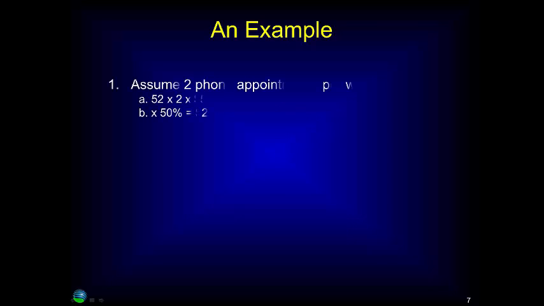So let's look at an example. Let's assume that you set up 2 phone appointments a week. There's 52 weeks in a year, times your 2 appointments, times your $50, that's $5,200. Take that times the 50% split, leaving $2,600.